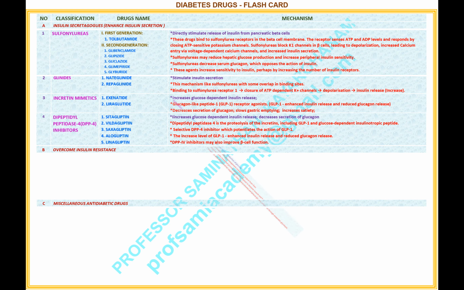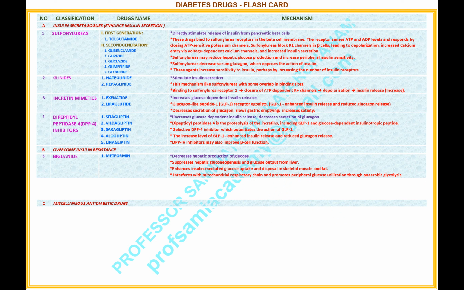Number 5. Name of the classification, biguanide. Drugs name under this classification, 1. Metformin. Mechanism of biguanide: decreases hepatic production of glucose. The detailed mechanism: suppresses hepatic gluconeogenesis and glucose output from the liver, enhances insulin-mediated glucose uptake and disposal in skeletal muscle and fat, interferes with mitochondrial respiratory chain and promotes peripheral glucose utilization through anaerobic glycolysis.